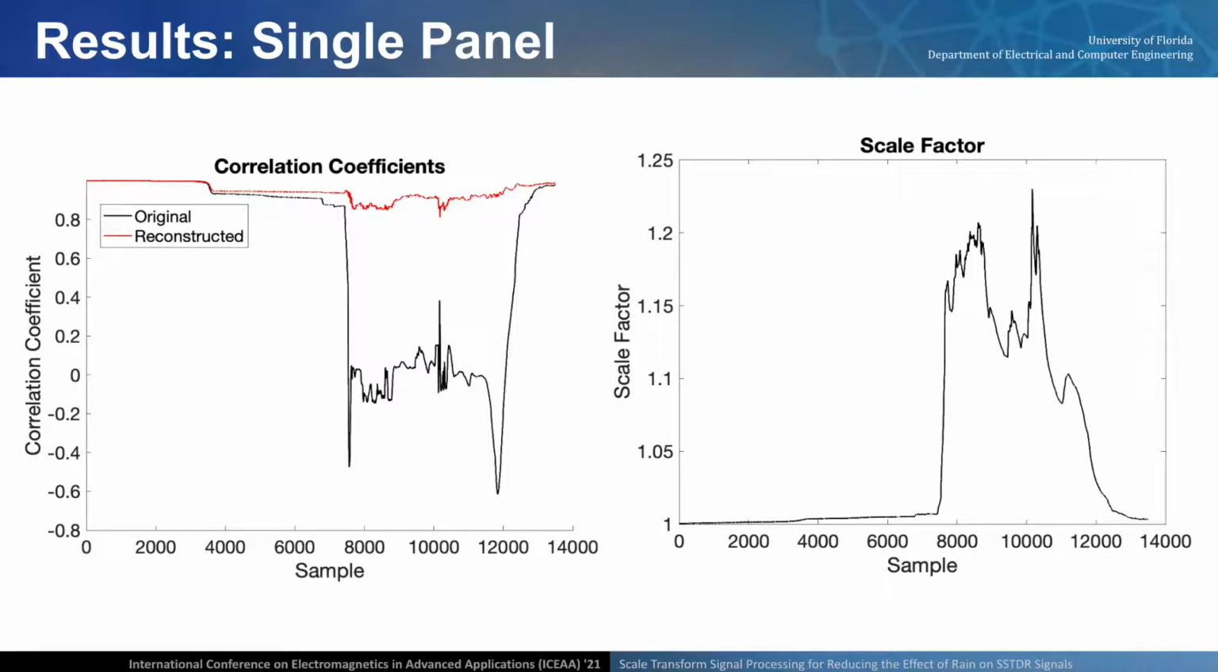Also displayed in the figure on the right is the scale factor versus our samples. As you can see, in the beginning our scale factor is roughly about 1, which means that our signal is not going to be changing at all. This is as we would expect because we don't have any of those rainy conditions in the beginning. But once we reach the middle of our samples and we match that up with the drop in our correlation coefficients, we see the scale factor jumps up and we've got some fluctuations as we start to match the signal to our baseline.